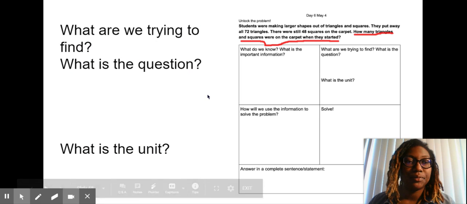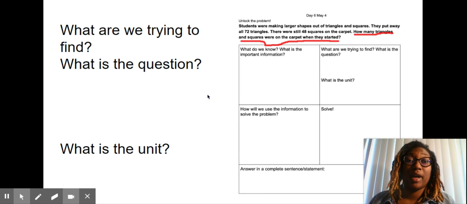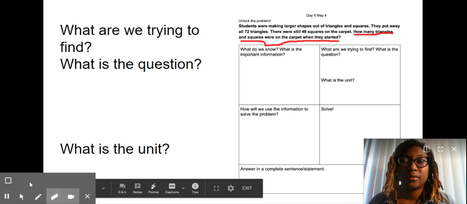And then what is the unit? What is the unit? So it'd be triangles and squares, right? We're trying to figure out how many triangles and squares there were.